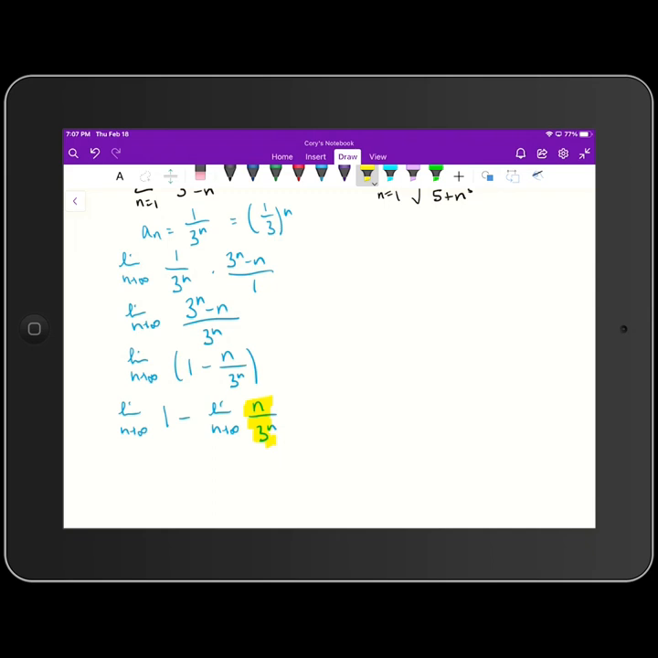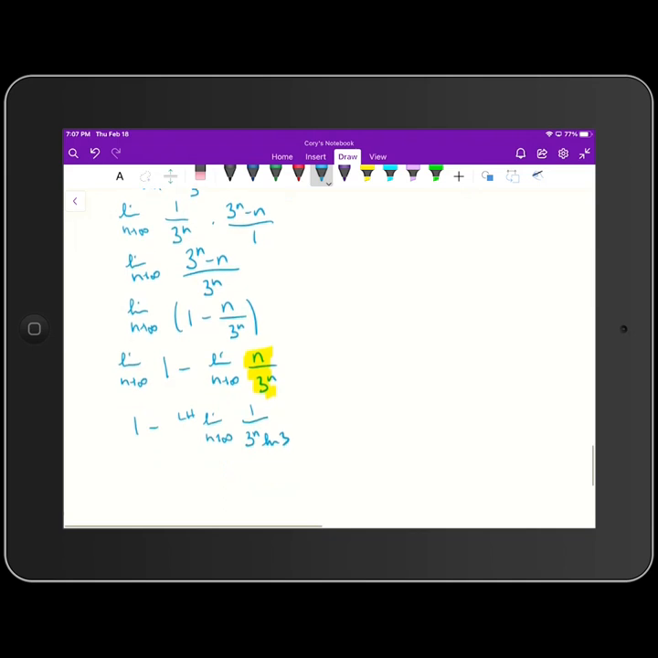So the limit as n goes to infinity of 1 is just 1, minus, using L'Hopital's rule for the next limit, the limit as n goes to infinity of the derivative of the numerator, which is 1, divided by the derivative of the denominator, which is 3 to the n power times the natural log of 3. As n gets big, that denominator gets large, and 1 divided by a huge number goes to 0. So this becomes 1 minus 0, which makes that limit finite and also greater than 0.